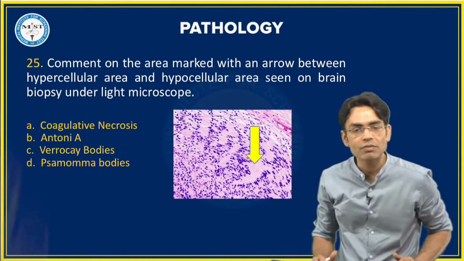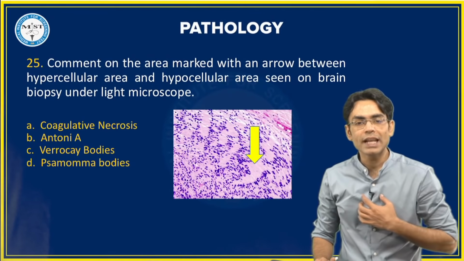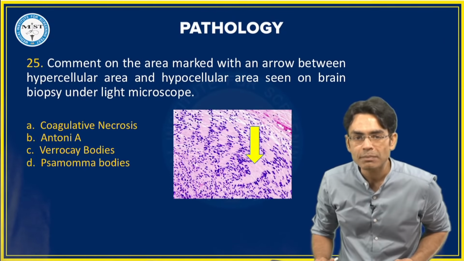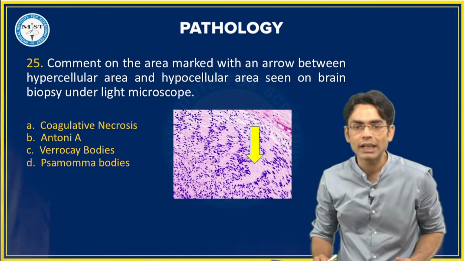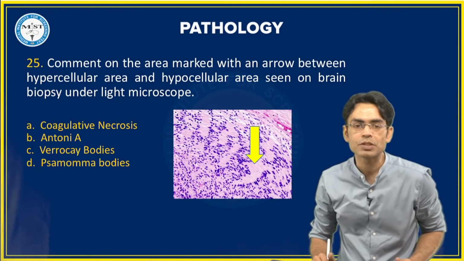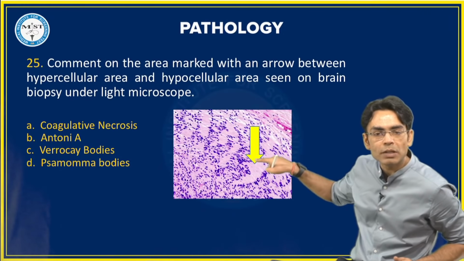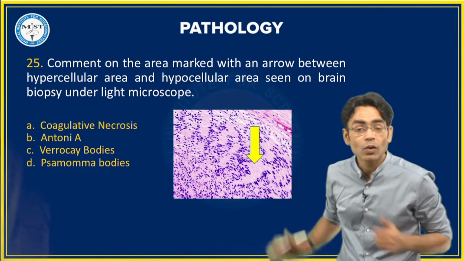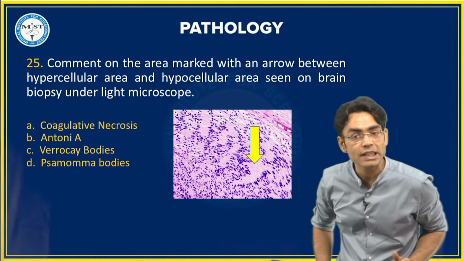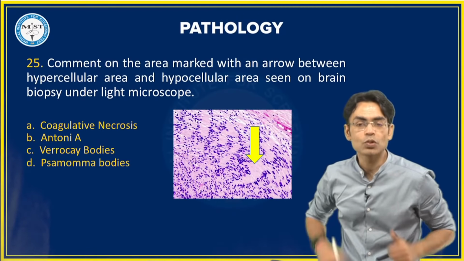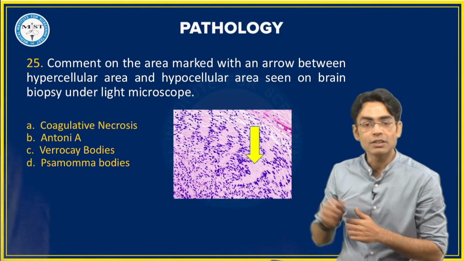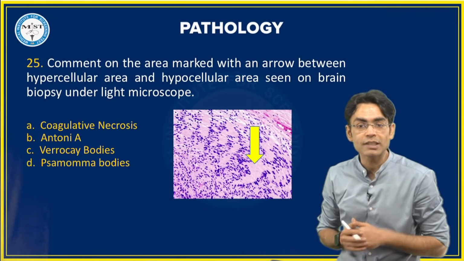The last question for the day. Comment on the area marked with an arrow between hypercellular area and hypocellular area seen on the brain biopsy under light microscope. Between a hyper and hypocellular area, which tumor is this seen in? This is seen in schwannoma, which is also called as acoustic neuroma. Gene mutation for this particular disease, NF2 gene.